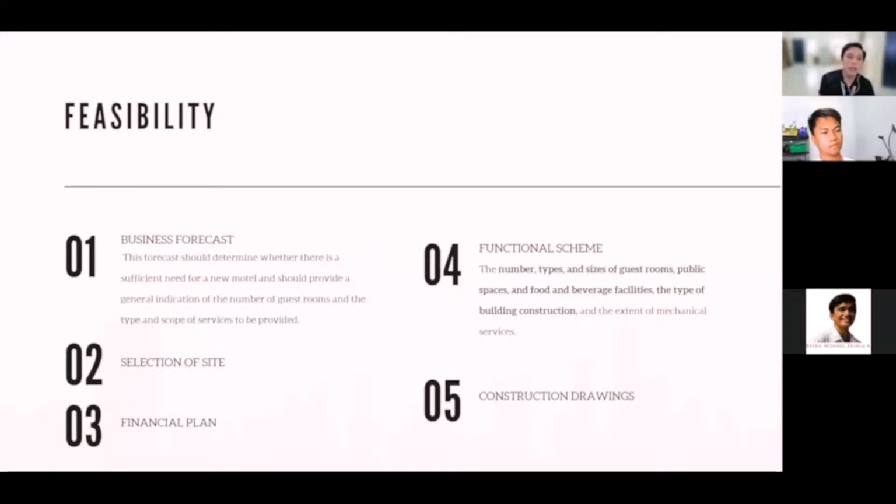3, financial plan. So operation cost, ano pa ba yung financial plan? Operation cost, some projections from this year to the upcoming years. When will my investment be returned or return of investment, so on and so forth.